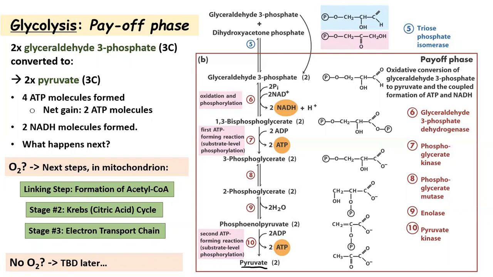Now, before we move on to the linking step, I would like to go over some interesting reactions here of the payoff phase. Again, not to overwhelm you with details, but rather to show that it's possible to understand. So the 2 chemical reactions we're going to look at are number 6 as well as number 10.